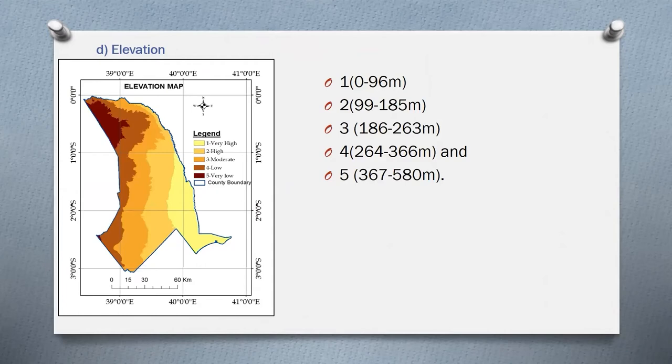The fourth factor was elevation. Most of the area is sloping generally from the north to the south, normally from where the Nariba is coming towards the coast of Lola.